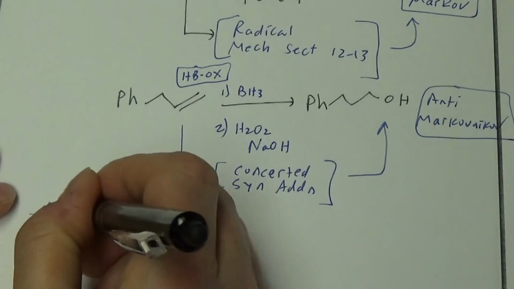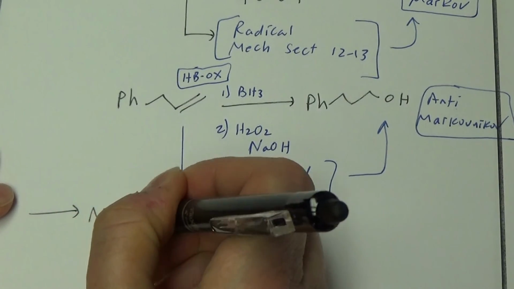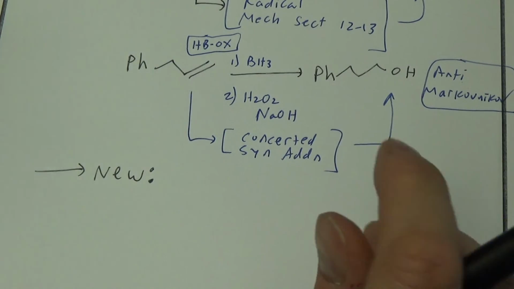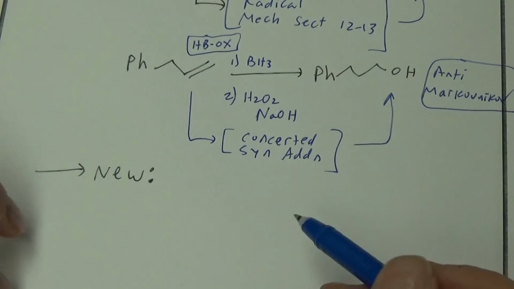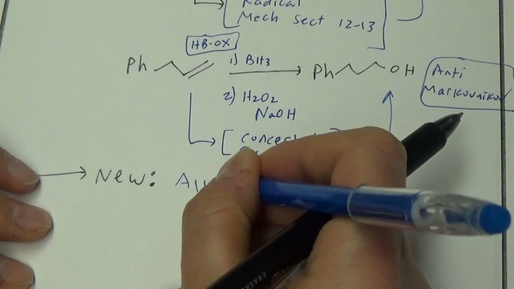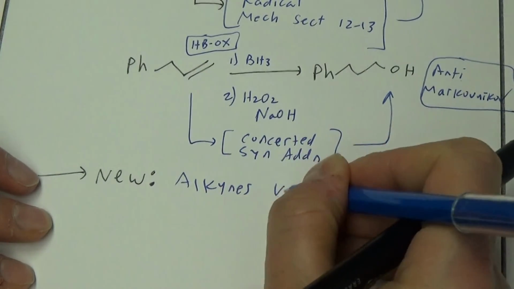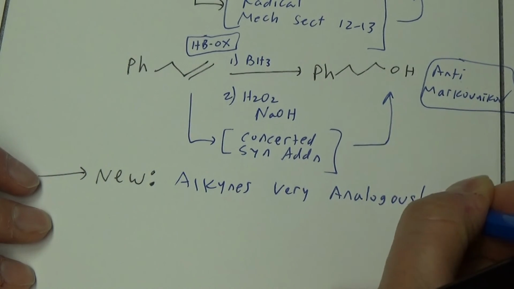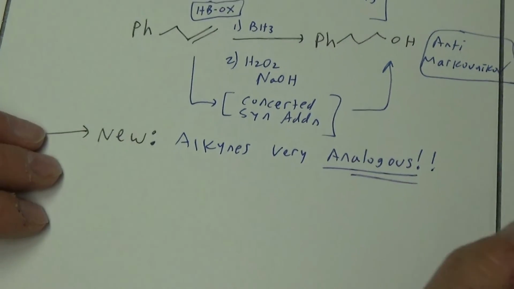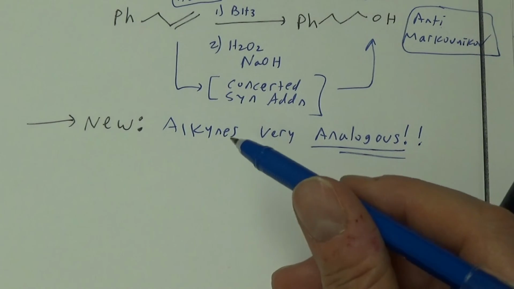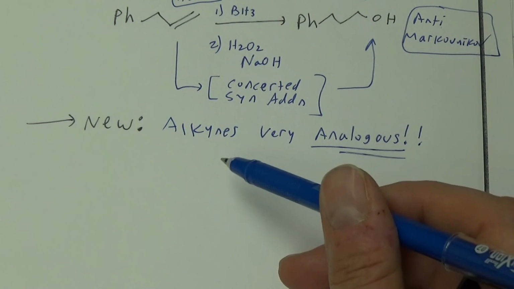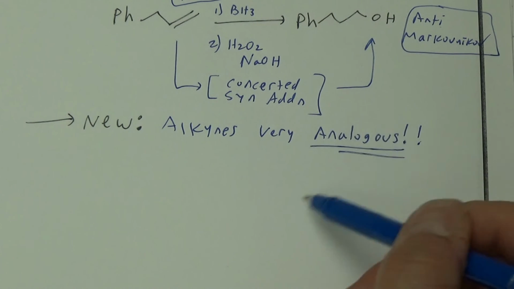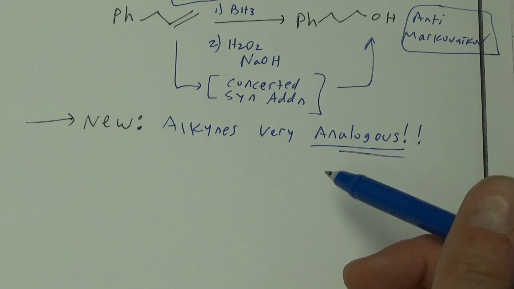Okay, so now what's new for alkynes? Well, it's really cool that alkynes are very analogous. Not totally analogous, but pretty analogous. It's a different kind of bond. It's a triple bond, right? But the general reactions for alkenes will have some kind of corresponding reaction for alkynes, which is super cool.